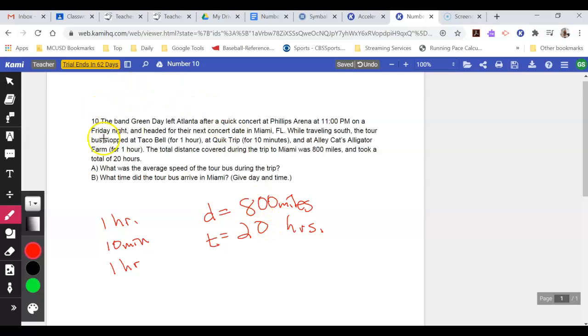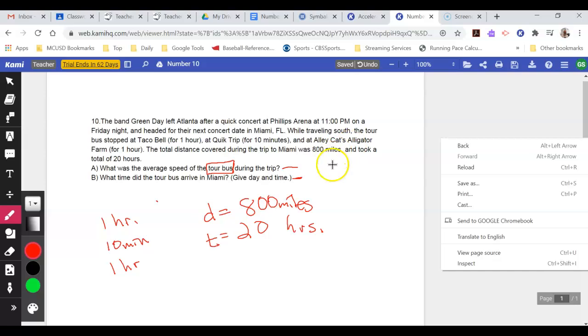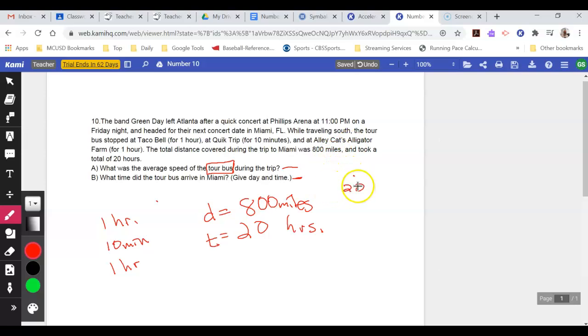Now, there's two parts. There's two things you're looking to answer. What was the average speed of the tour bus? You're looking for the average speed of the bus when it's in motion during the trip. And then the second part is what time did the tour bus arrive in Miami? So you want to give the day and the time. So for A, you have to take your total time of 20 hours and you have to subtract that 1 hour, that second hour, and then the 10 minutes.